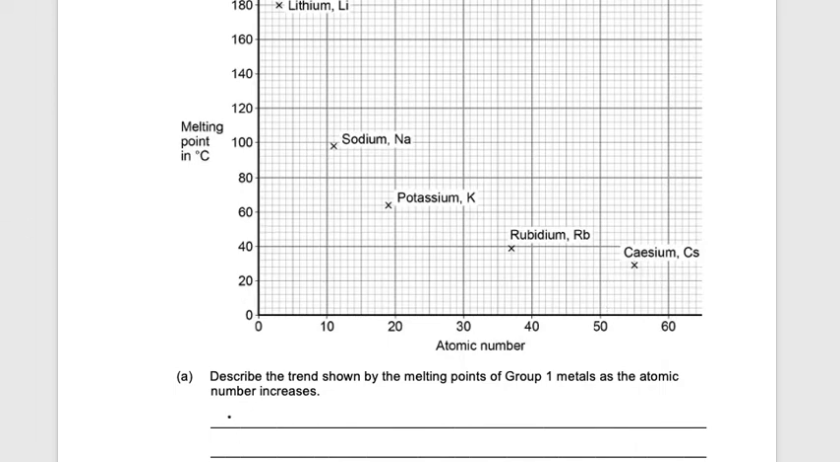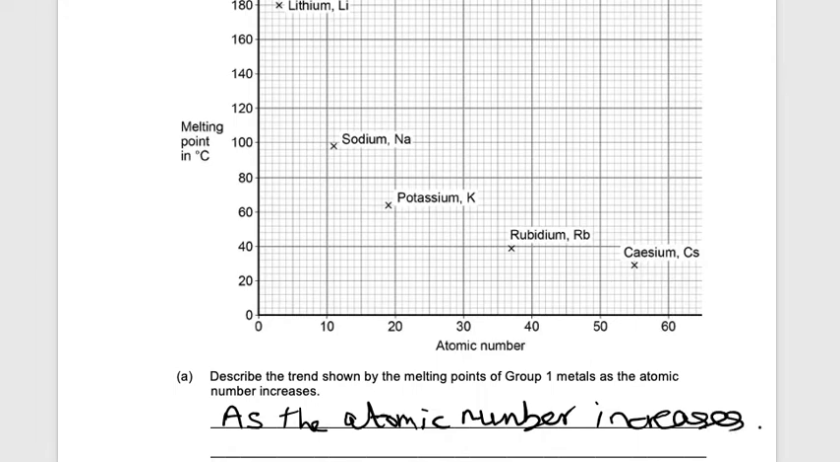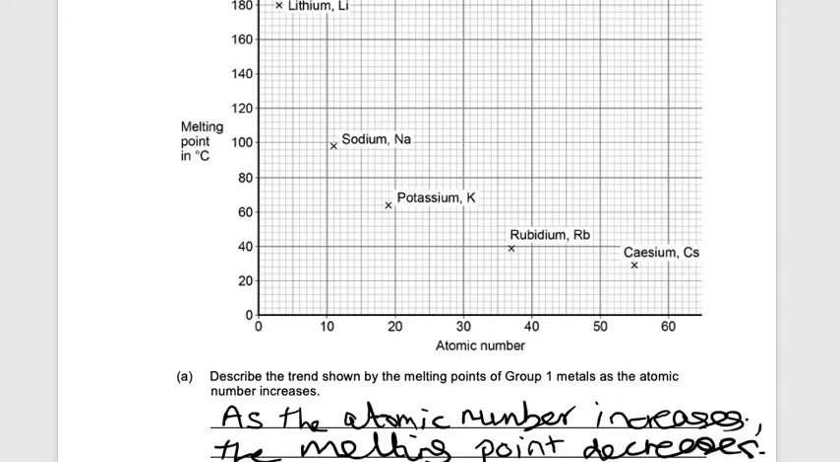So as the atomic number increases, the melting point decreases. Yeah, and that would get you 1 mark for that answer.